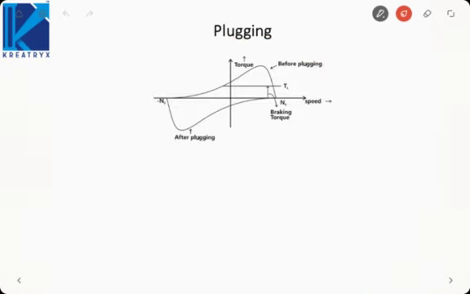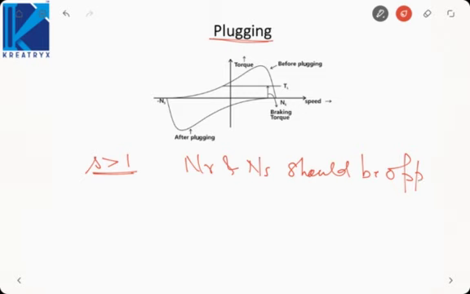The next method is called plugging. Here we will operate the motor in the braking region, that is S greater than 1. For S greater than 1, Nr and Ns should be opposite. But the rotor speed cannot be reversed. Why can it not be reversed? Because the rotor has inertia, so we cannot reverse the speed instantaneously.